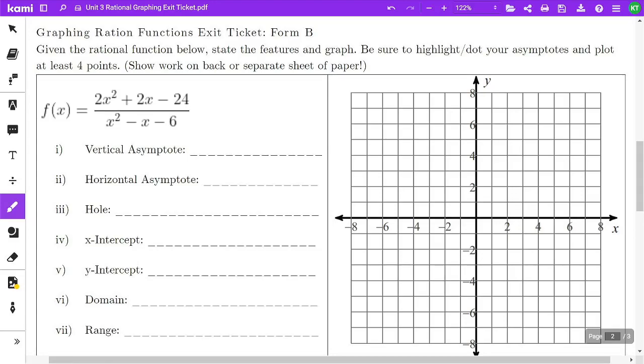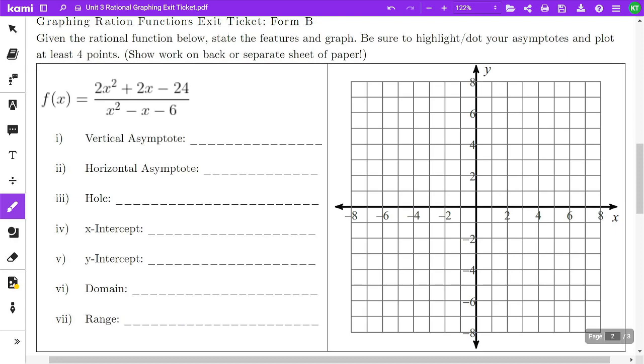All right, so this is how we would graph form B of this rational function's exit ticket. Let's again start by looking for my horizontal asymptote by looking at my degrees. Both my degrees are 2 on my numerator and denominator, so I'm going to divide my coefficients. So 2 divided by 1 is y is equal to 2. So I'll get my horizontal asymptote knocked out there.